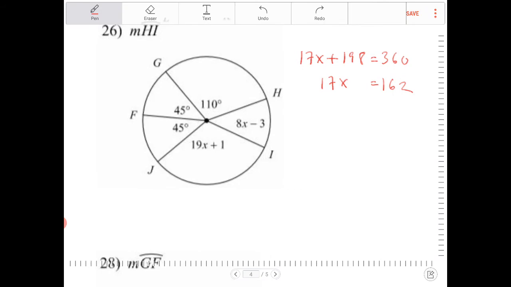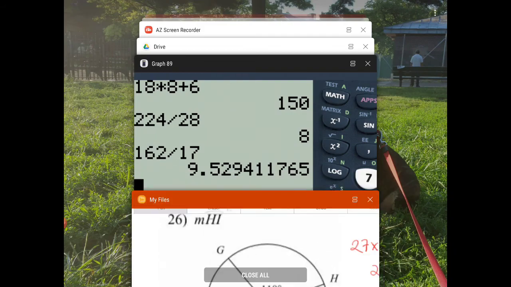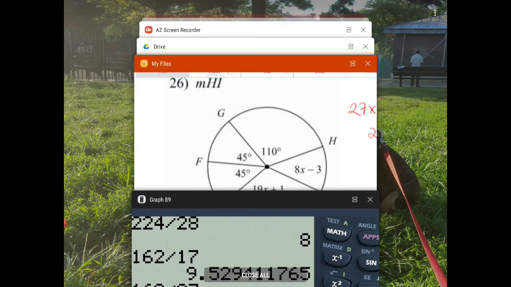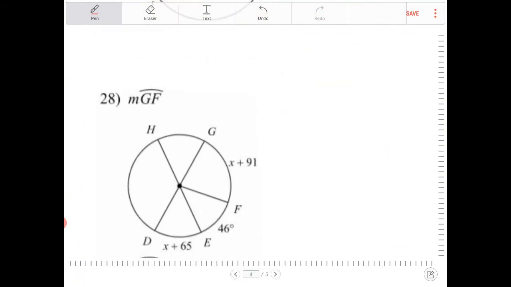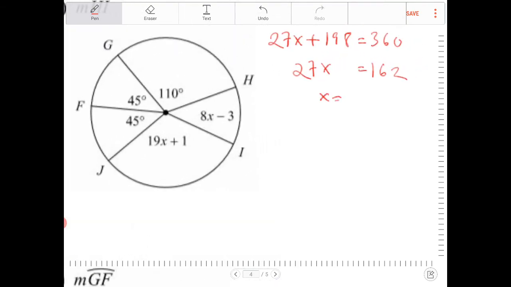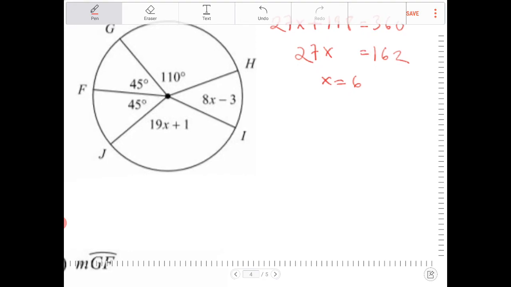Let me see here. Did I add up? Oh, it's not 17. 19 plus 8 is not 17. It's 27. Of course it would be wrong. 162 divided by 27, that would be 6. So x is equal to 6. And if x is equal to 6, then HI would be 6 times 8 is 48, minus 3 is 45.